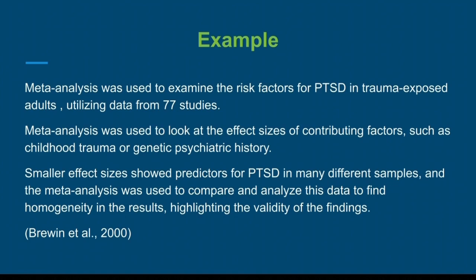An example of where meta-analysis could be done is a study similar to the one done by Bruin, Andrews, and Valentine in 2000. This meta-analysis examined 77 studies with sample sizes that ranged from around 1,000 people to 11,000 people and looked into the risk factors of PTSD in trauma-exposed adults. The effect sizes of each risk factor was looked into and analyzed. The meta-analysis was done to find connections between the risk factors, see which ones were the most likely to be predictors of PTSD, and overall find a more true effect size of the population.